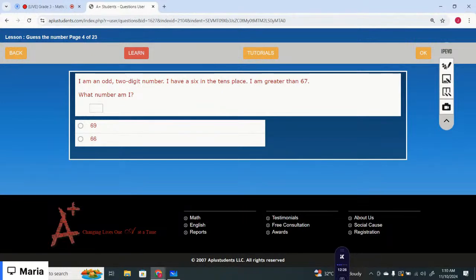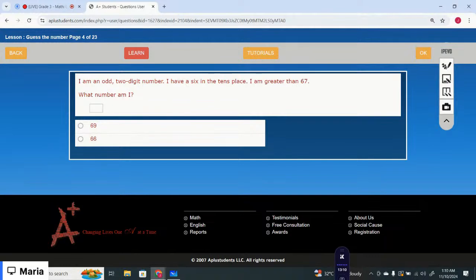I'm an odd digit number. I have a 6 in the tens place. I'm greater than 67. Which is the correct option? So which option is the correct option? Very good. That is option number 1.